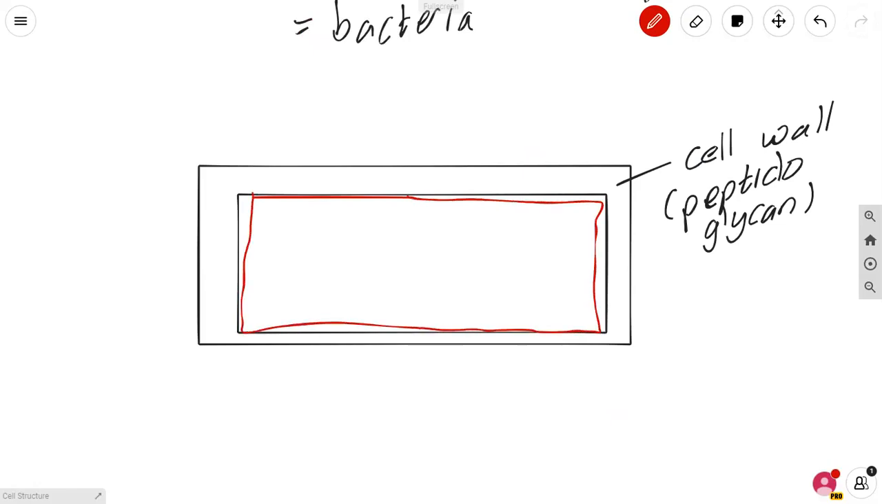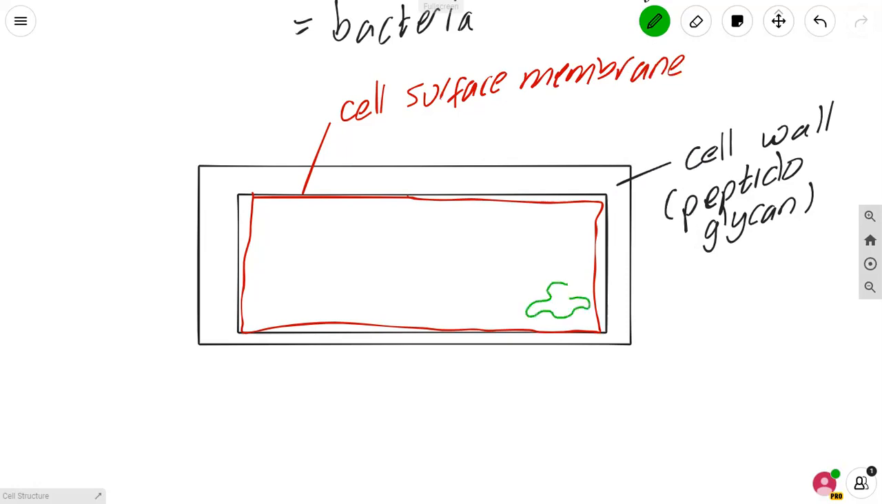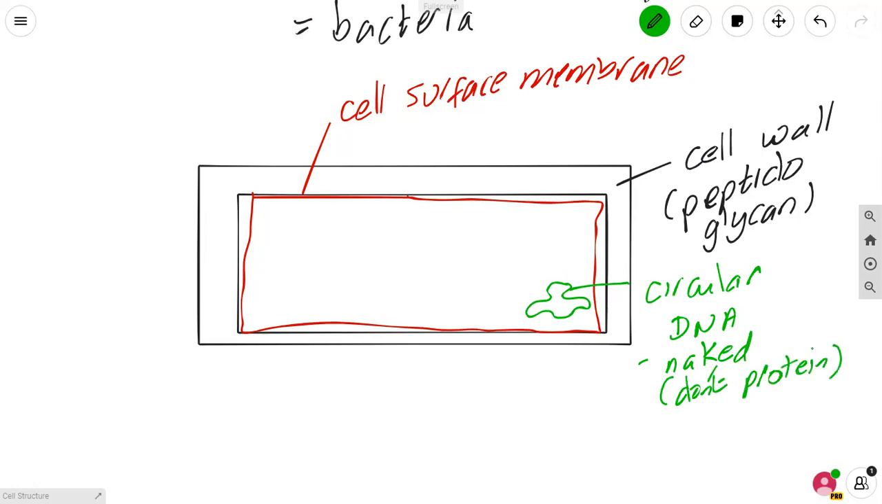Once again, there is a cell surface membrane sitting on the inside. And it does have DNA. Its DNA is different. Its DNA is what we call circular DNA. So the DNA of prokaryotes is circular, whereas the DNA of eukaryotes is what we call linear. Okay, it's also what we call naked, which means it doesn't contain any proteins bound around it, whereas the DNA in a eukaryotic cell is wound around proteins.